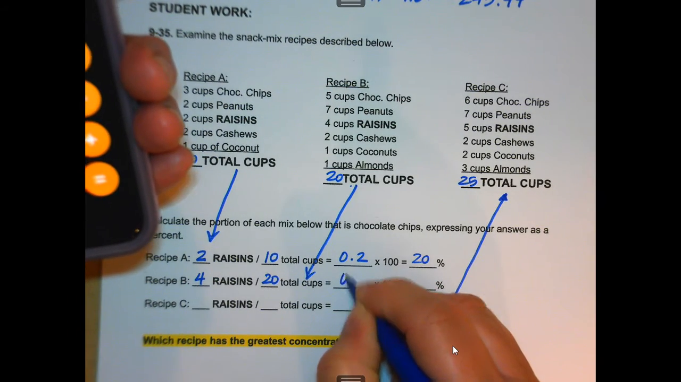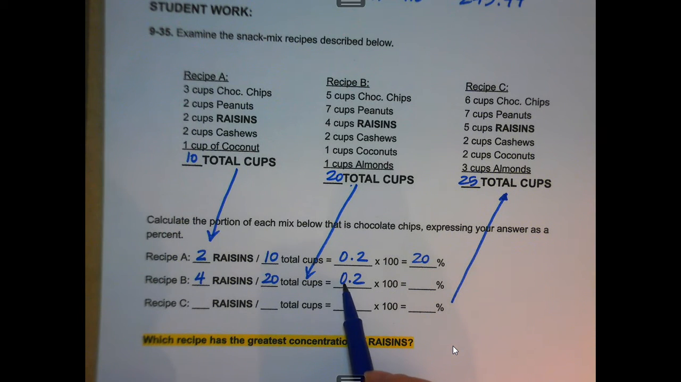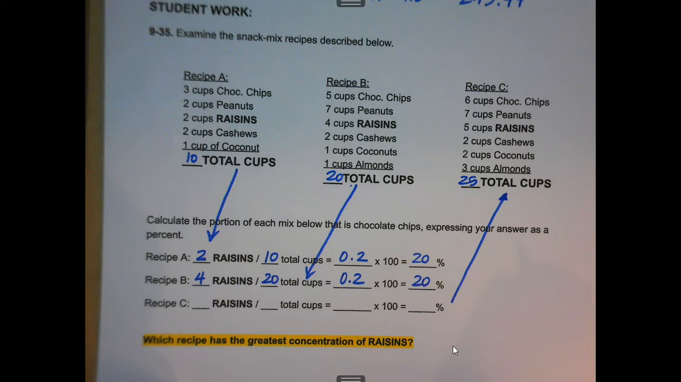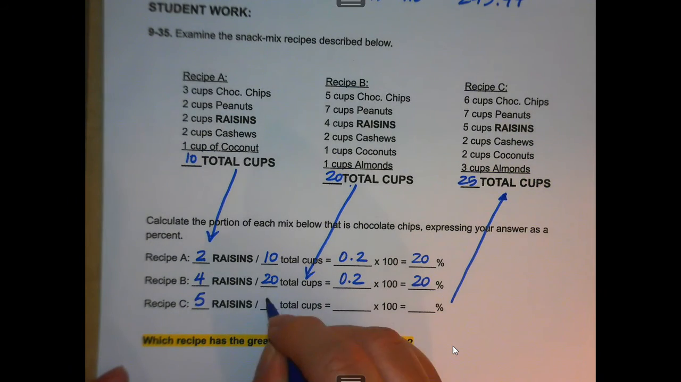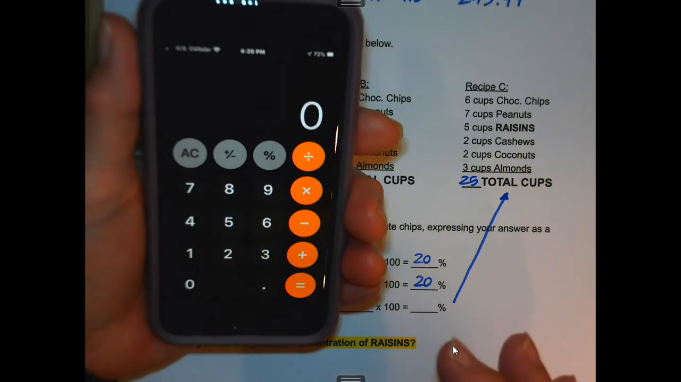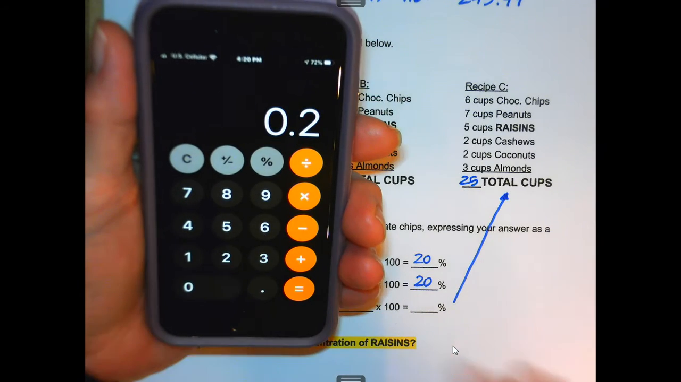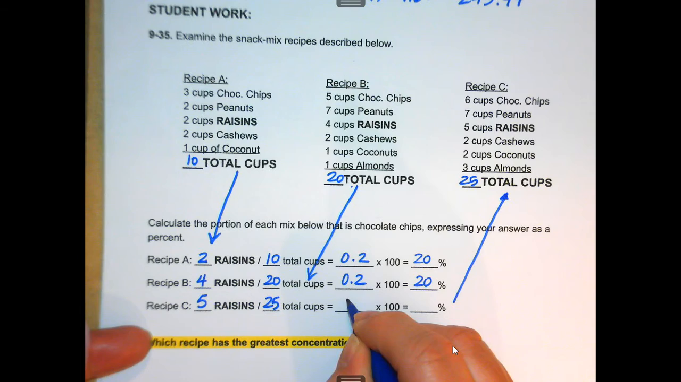Wow, same thing. And so I'm going to guess if I take this number times 100, I'm going to get 20%. It's kind of interesting. Let's see what happens with the last recipe. Last recipe is 5 cups of raisins for 25 total cups. And our math then is 5 divided by 25, which equals 20%.